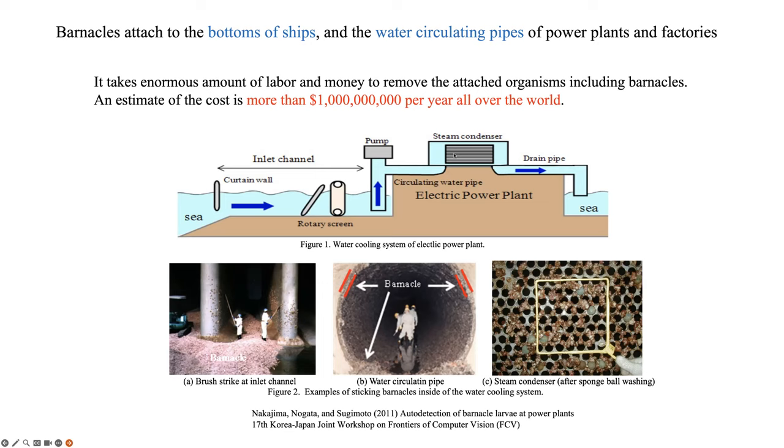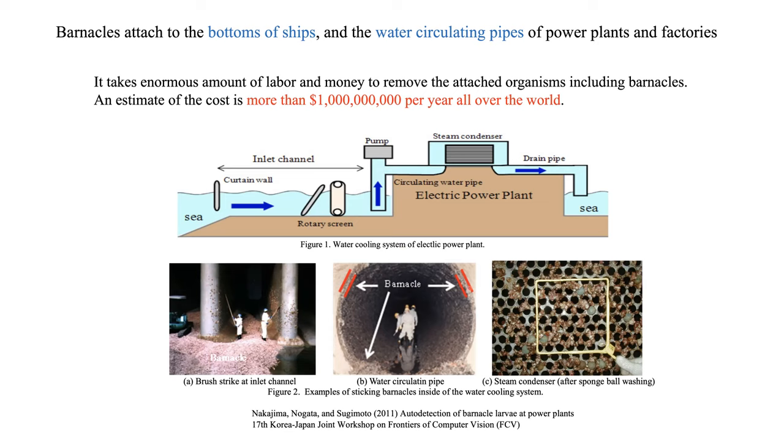Okay, this is an electric power plant, and these are circulating water pipes. Excuse me, I'll try to change to the laser pointer. So this is a water circulating pipe, and this is the inside of the water circulating pipes. This is a pillar to maintain the pipe, and people try to remove the barnacles from the pillars. And these are pipes, and as you can see, there are many barnacles attached.